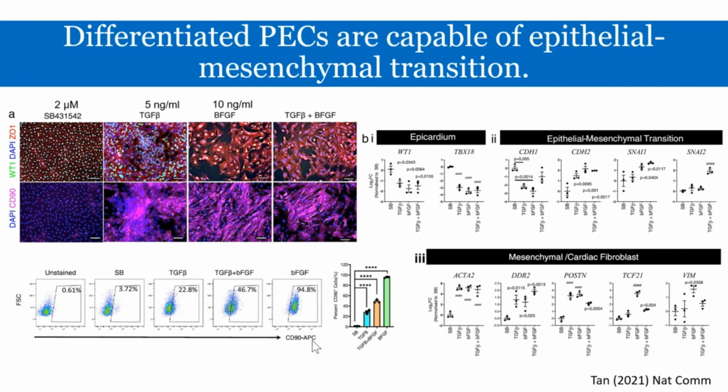We also acknowledge that the pre-epicardial cells that we generate are quite dynamic. They require constant inhibition of TGF-beta using small molecules. The SB431542 is what we can use to keep the pre-epicardial cells at the epithelial stage.